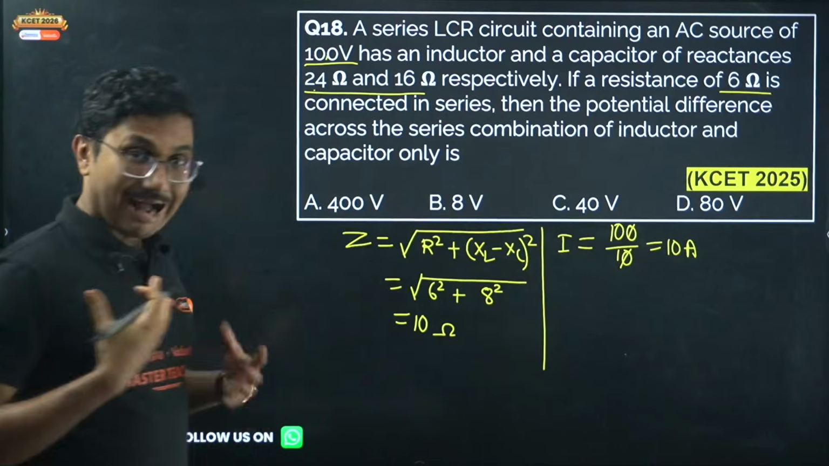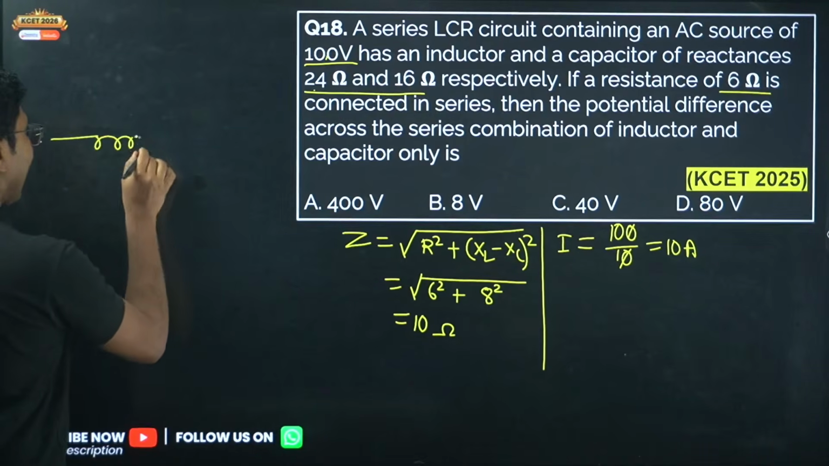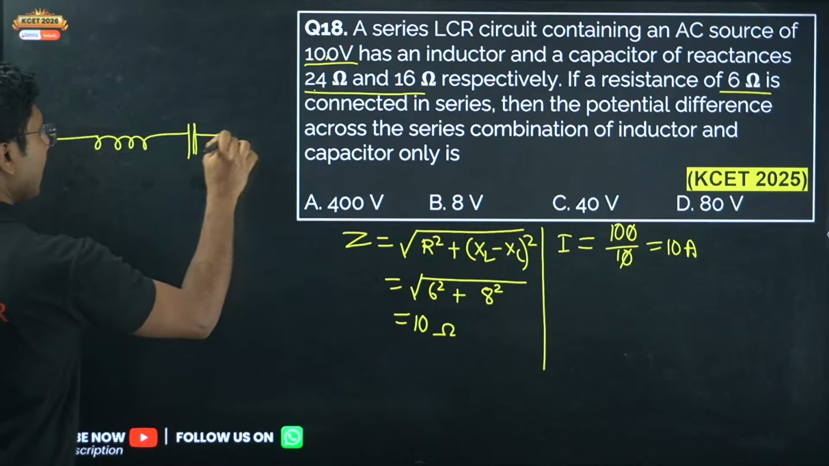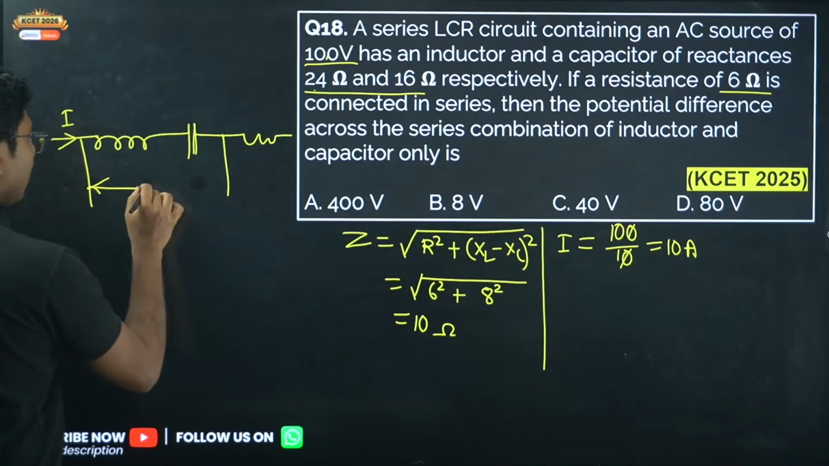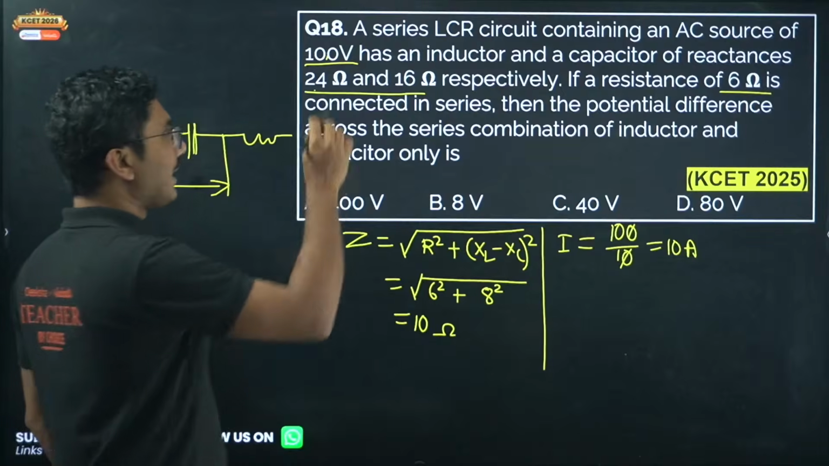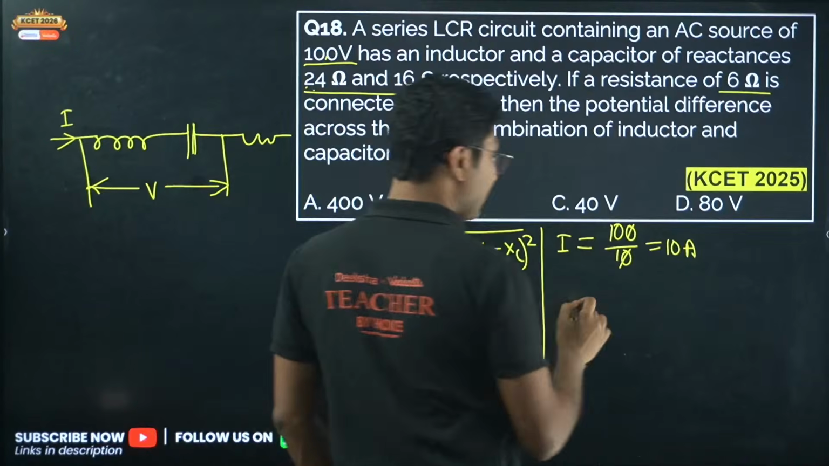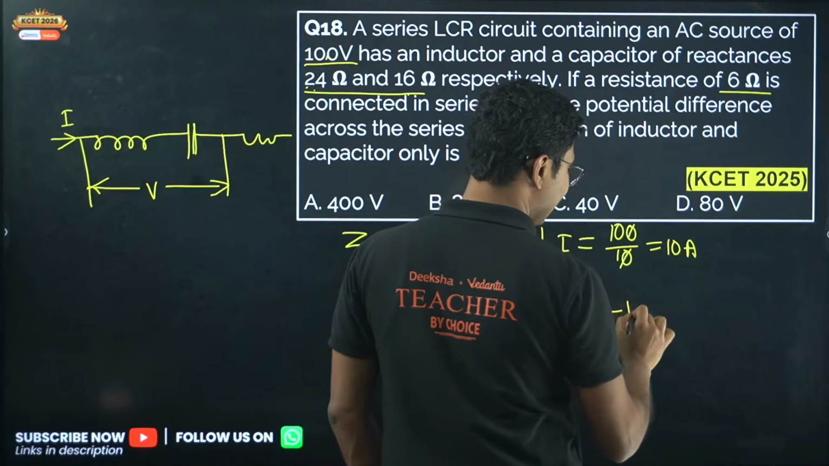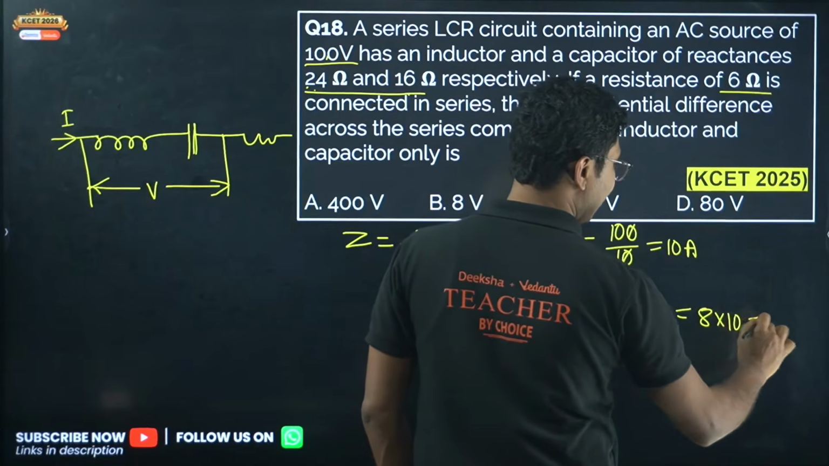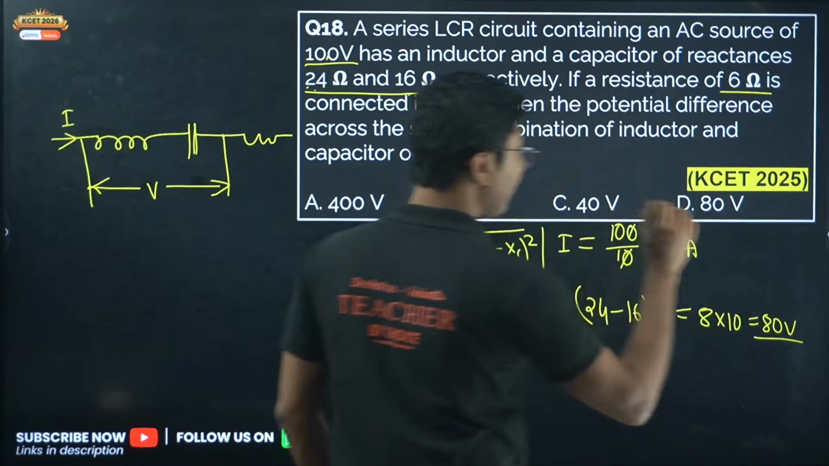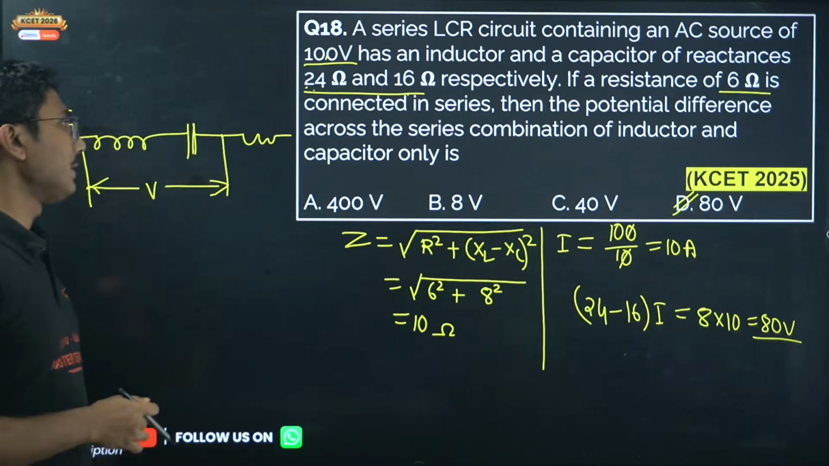Now they asked you to find the voltage difference across the inductor and the capacitor combination. Resistance you can ignore, current we have calculated, so we have to find the voltage difference across this. How to do that? The equivalent reactance between them is the difference between these two, 24 minus 16, into current, that is 8 into 10, that is 80 volt. So the voltage drop across the capacitor and inductor is this.